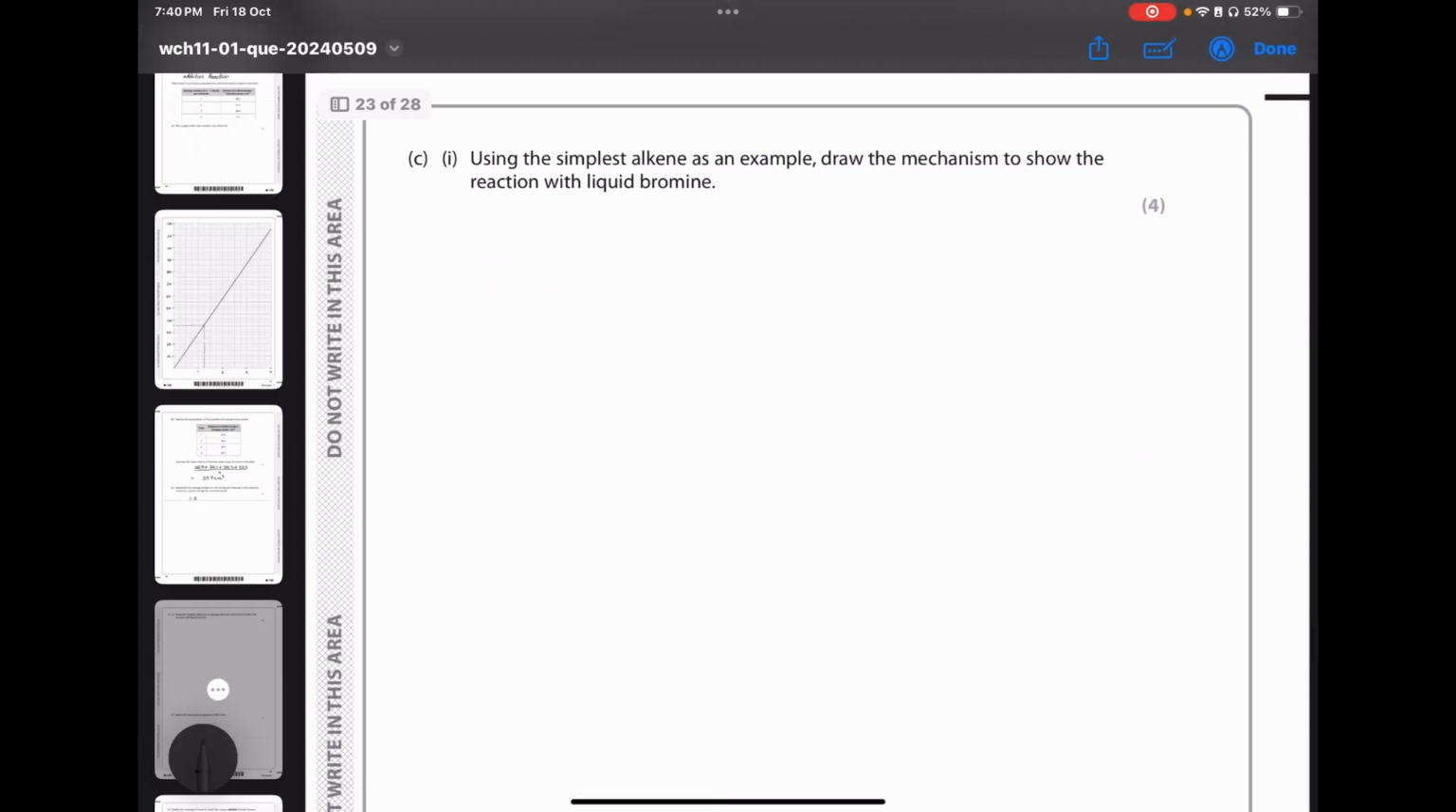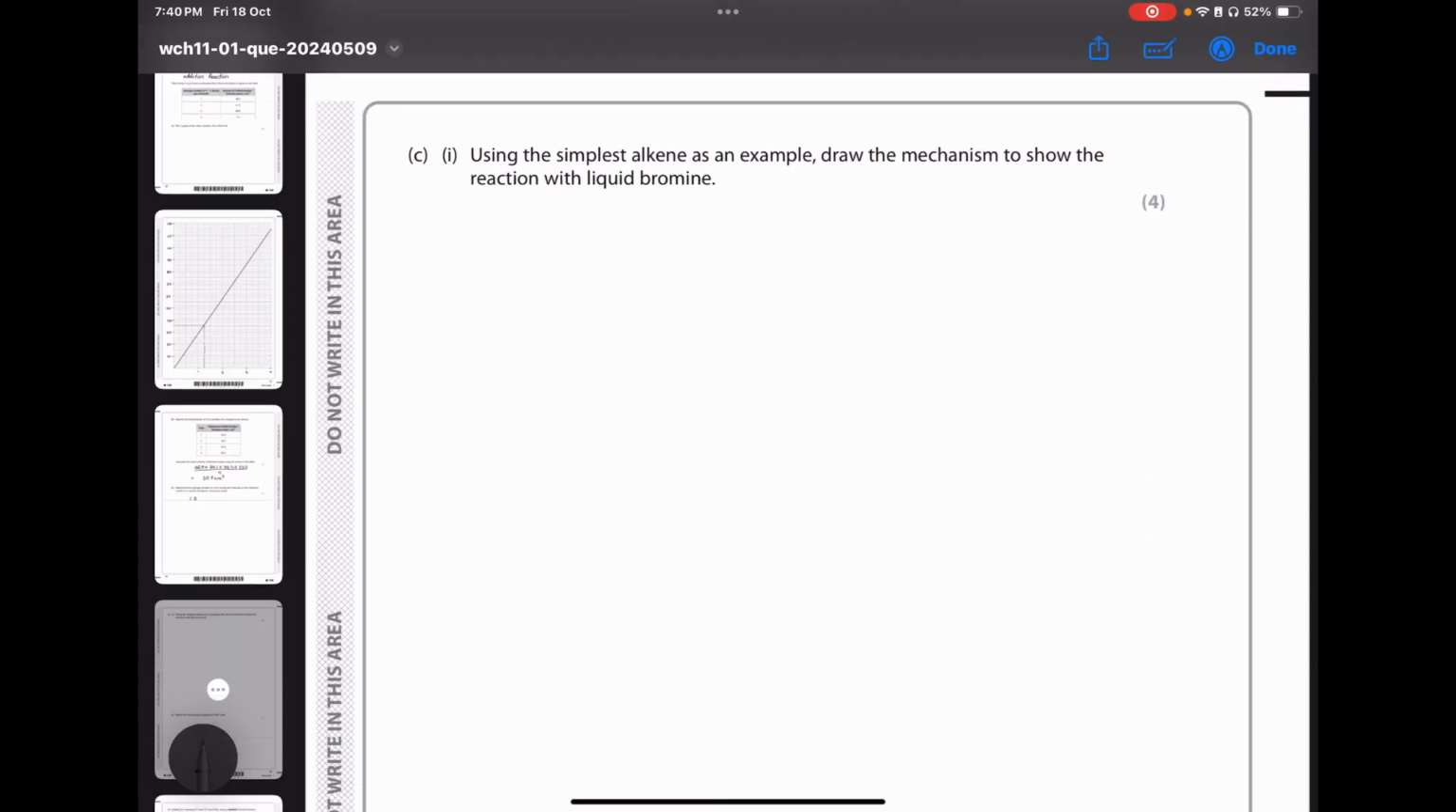Using the simplest alkene as an example, draw the mechanism to show the reaction with liquid bromine. Okay, so simplest alkene is just ethene. So let's just draw ethene molecule here. And bromine is going to look like this, Br, Br. It will have a del positive this side and del negative here. The double bond is going to come over here and then on top. This one is going to come over here and then on top.